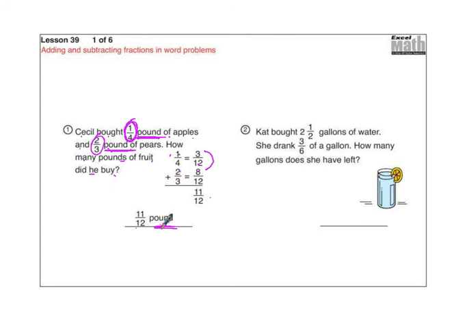All right, let's do number 2 together just so we can make sure you got this. Kat bought 2.5 gallons of water. She drank 3/6 of a gallon. How many gallons does she have left? So we start off with 2.5. She drinks 3/6, which means that we're taking that away from the 2.5.